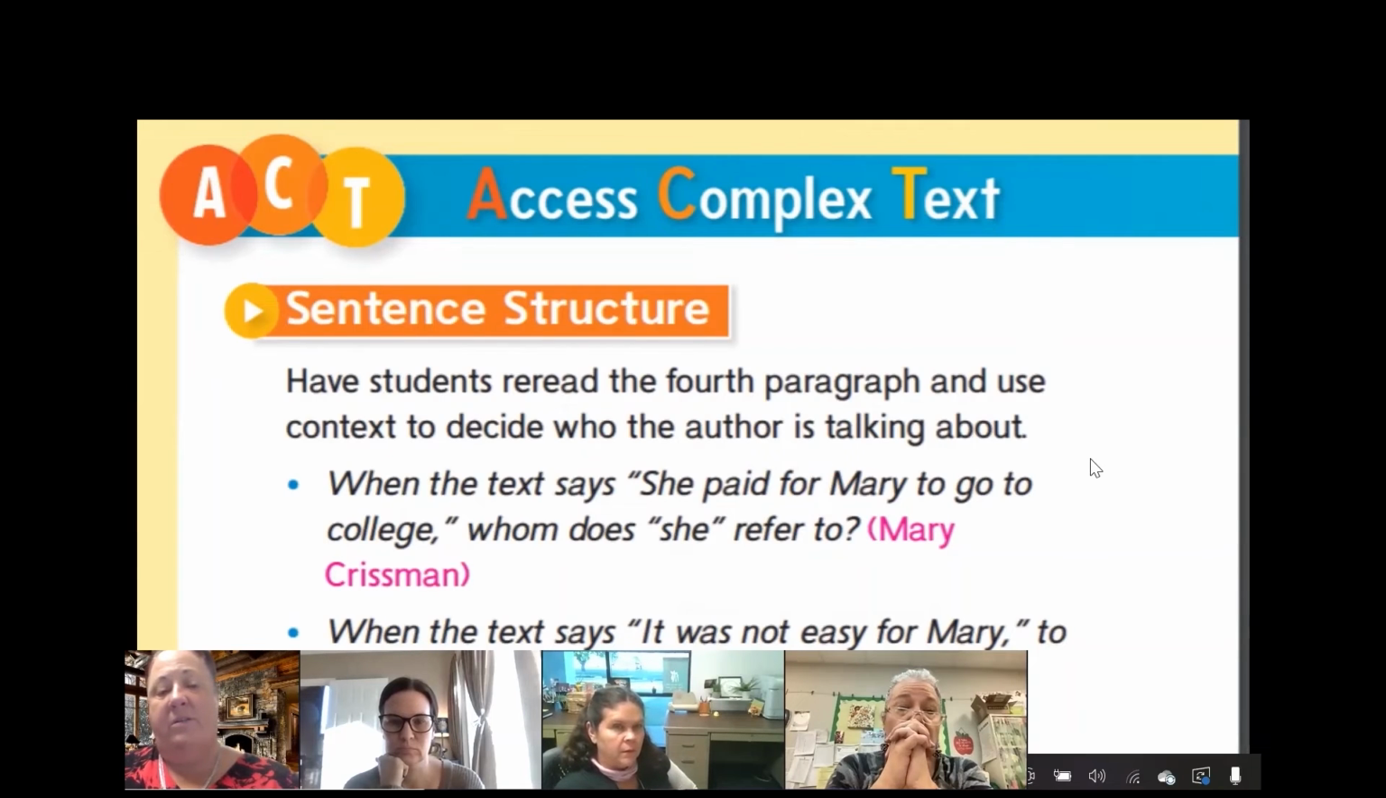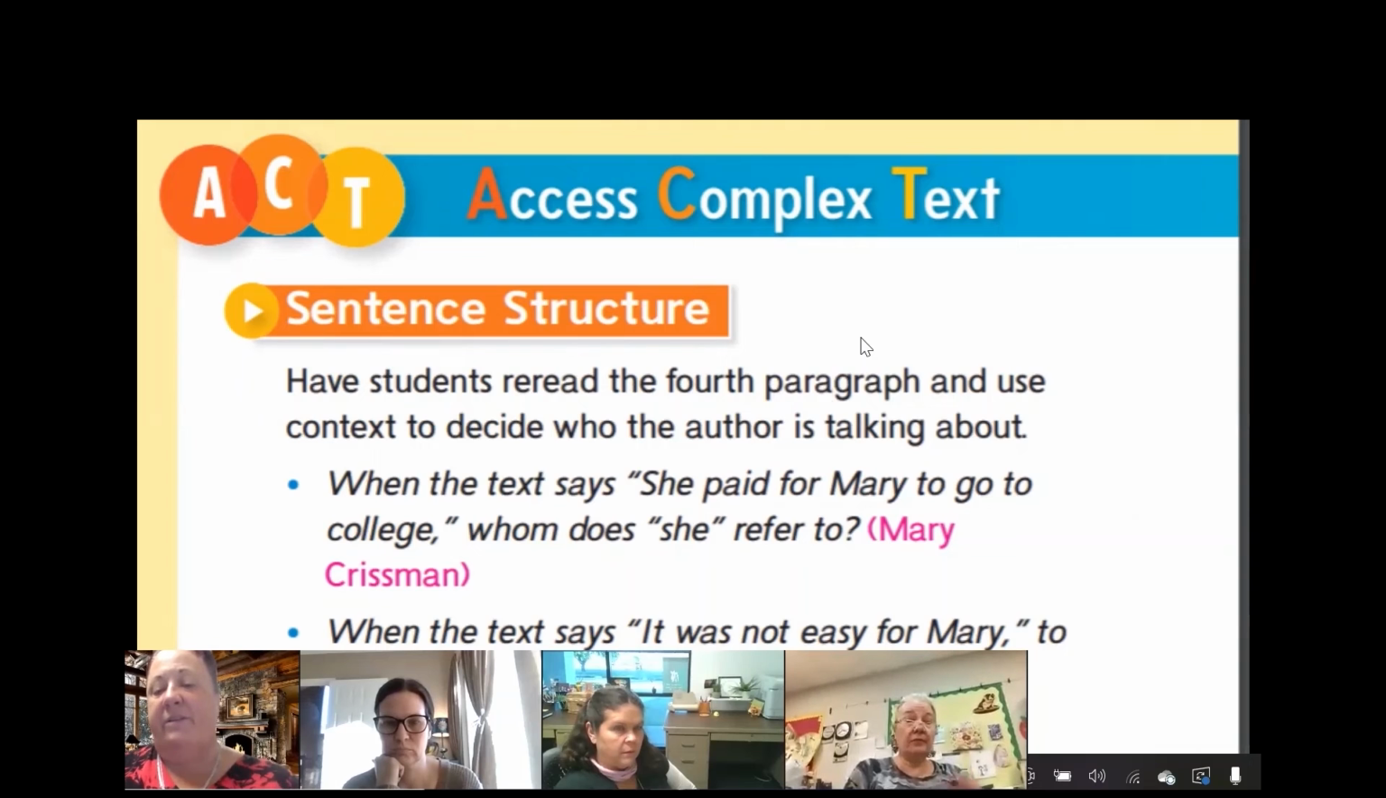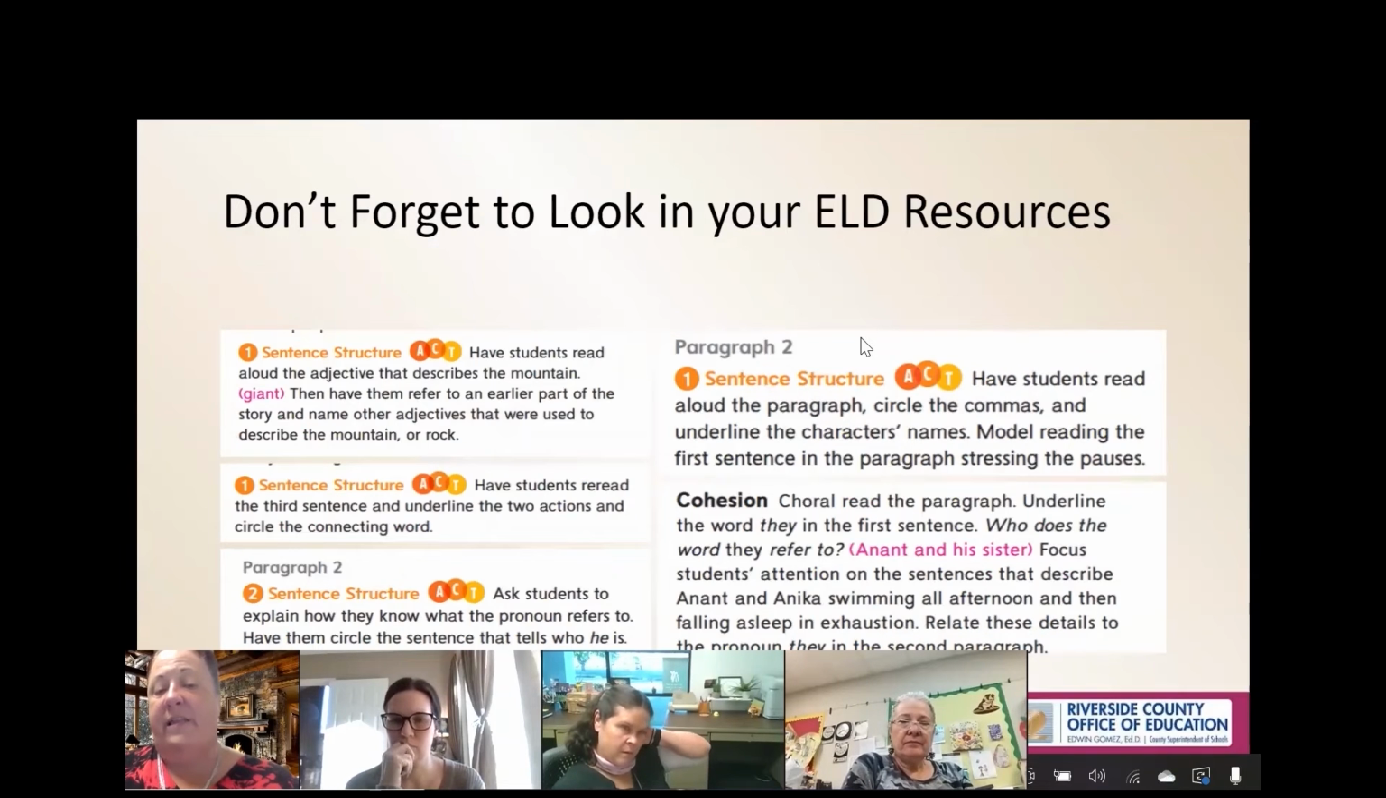So I did want to point out that you will find little prompts. They're hard to find, but in our instructional materials, this is Wonders, right? They have little prompts that pop up in the margins about complex text that direct you to think about that. They're basically pointing out this is going to be something that could be syntactically challenging for kids. And then you're also going to find them in your ELD resources. You're going to find them a lot in the ELD resources, either the integrated or the designated.